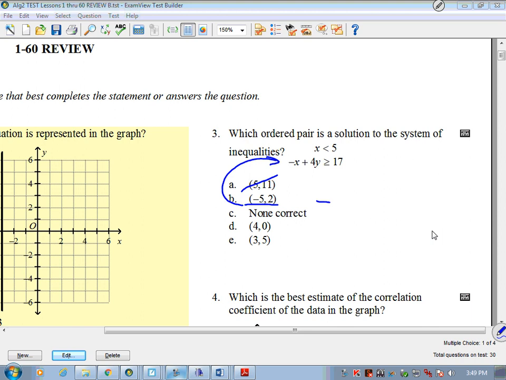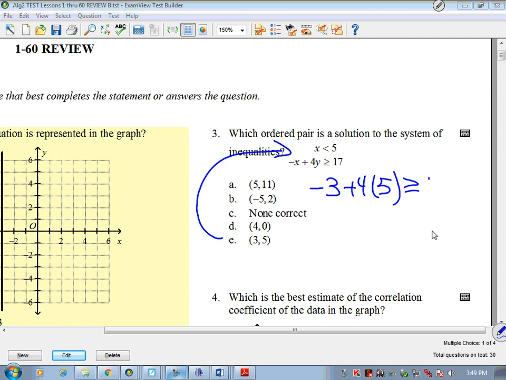So let's check -4 plus 4 times 0. Is that greater than or equal to 17? Well, 4 times 0 is 0, and -4 is certainly not greater than 17 on its own. So D is not my answer. Finally, we want to take E and plug our stuff in here. 3 is less than 5. That works. And then we have -3 plus 4 times 5. Okay, is that greater than 17? Well, 4 times 5 is 20. -3 plus 20 is 17.